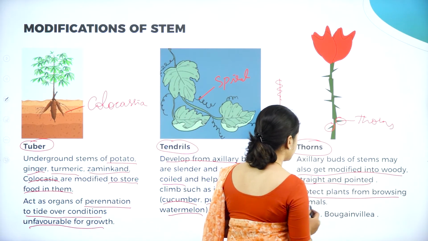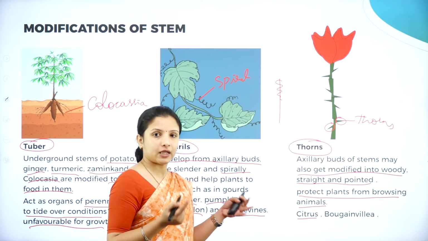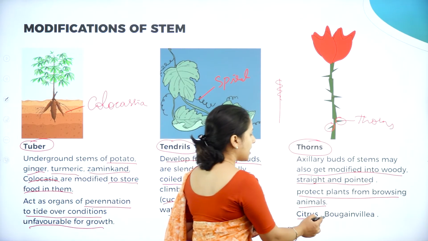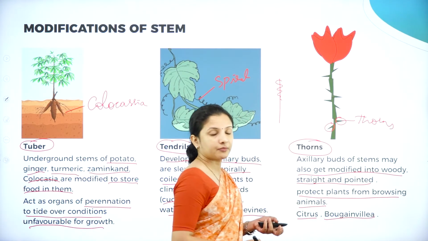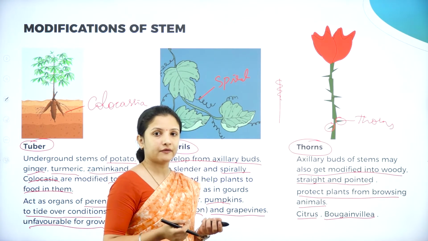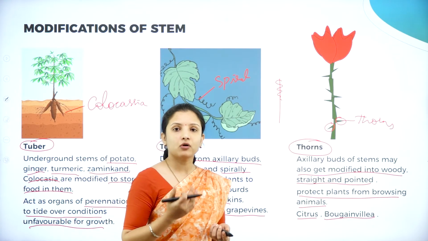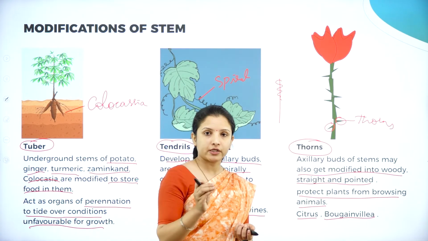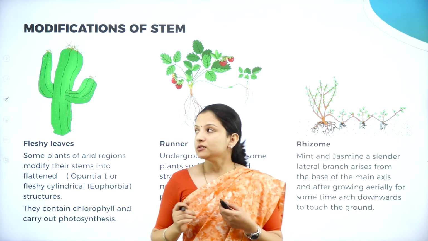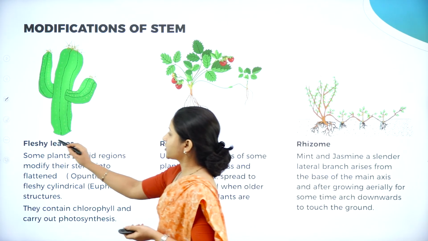So the best example is citrus. In citrus trees, you have orange, lemon trees and all, thorns you have seen, and also in bougainvillea, flowering plants, you might have seen the thorns. Not just that, rose also has thorns. So thorn is also one of the modifications wherein the stem is modified to form hard pointed structures. So moving on to some of the other modifications, that is fleshy leaves.